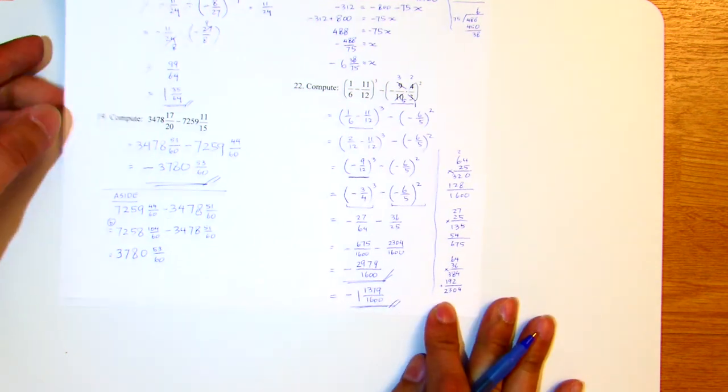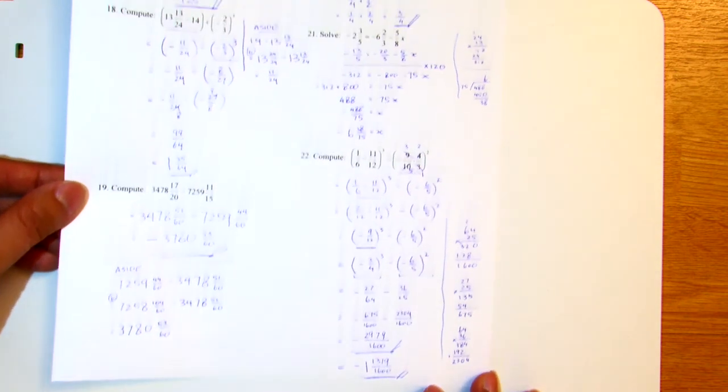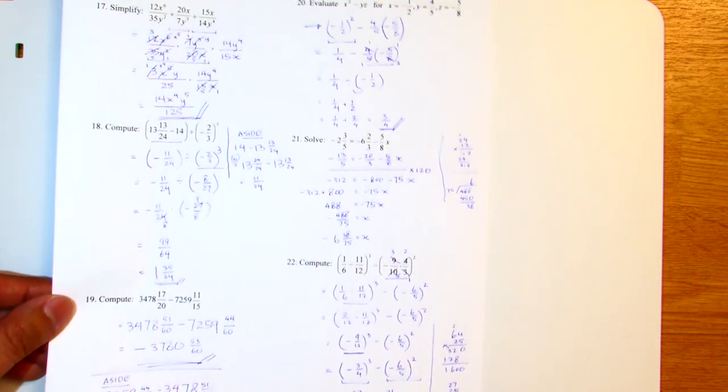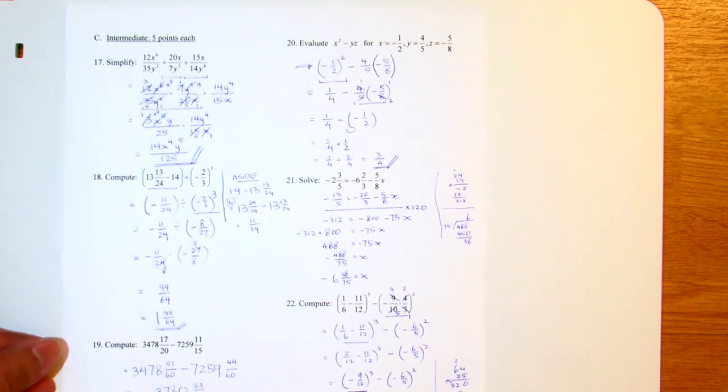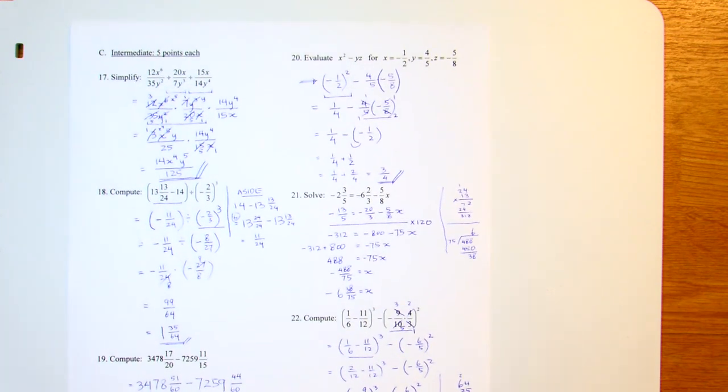Okay, now these are questions from fall 2011 Math 112 Test 2, number 20, 21, and number 22.